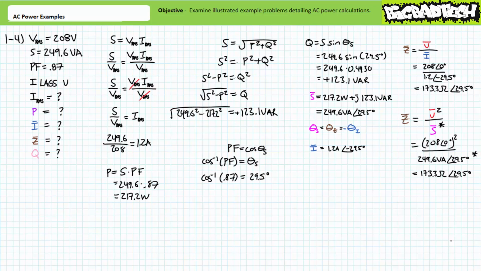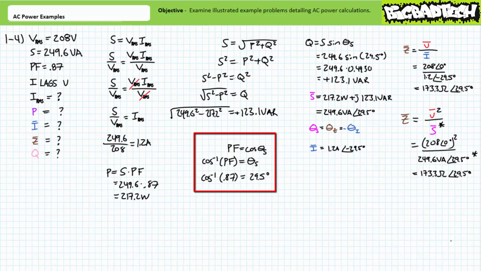This being said, we do know power factor to be 0.87 and can use this factor to determine the angle. Power factor is the cosine of the apparent power angle. Solving for the angle by taking the inverse cosine of power factor and substituting in our given values yields an angle of roughly 29.5 degrees.